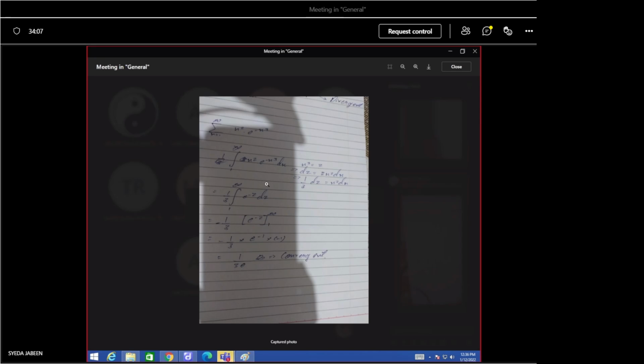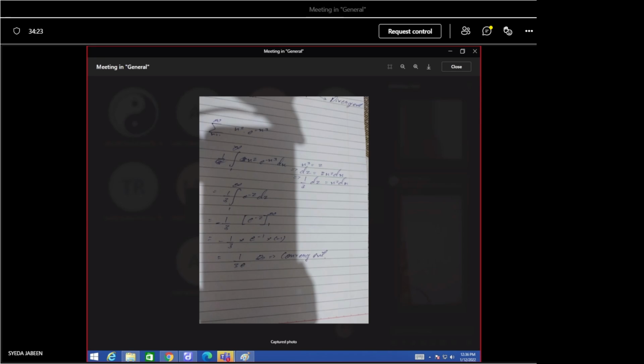Before applying this theory, you first have to prove what you have to prove. The function is finite and decreasing. Is this function decreasing? Yes, ma'am. How will you prove that this is decreasing?